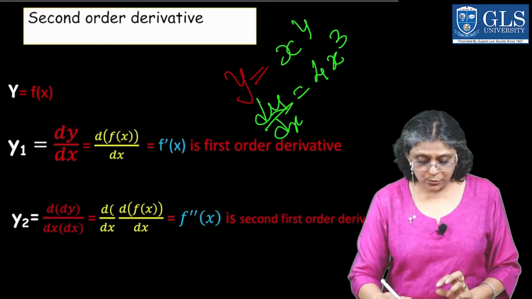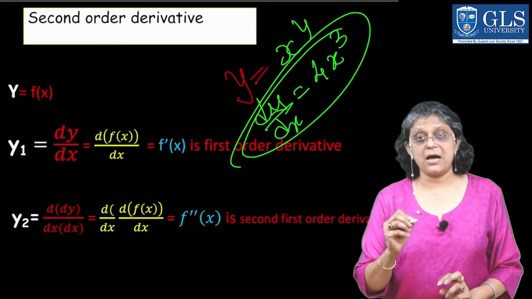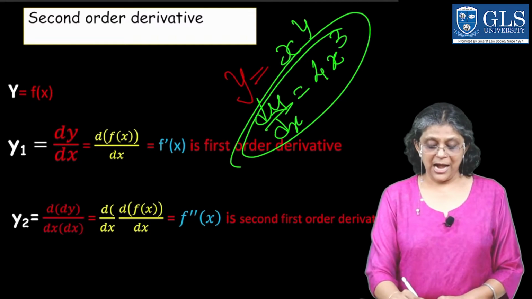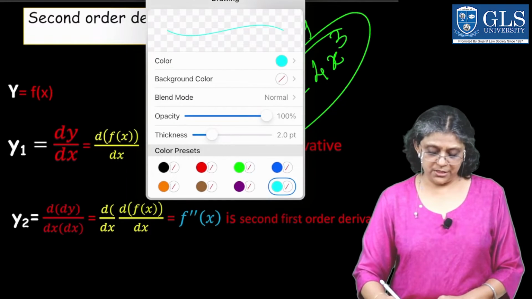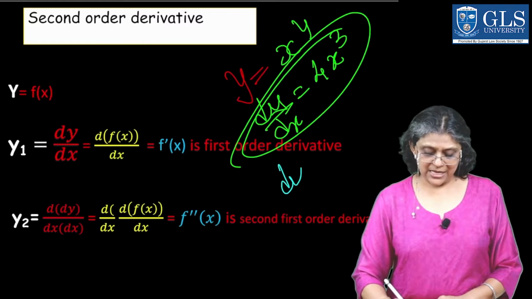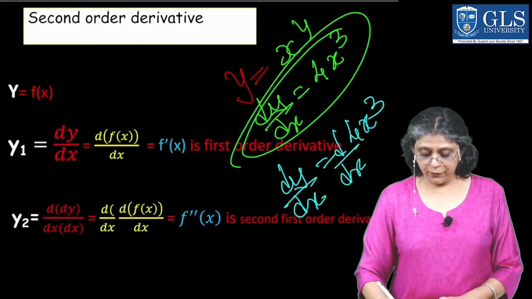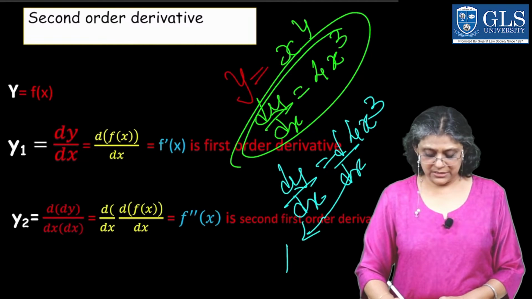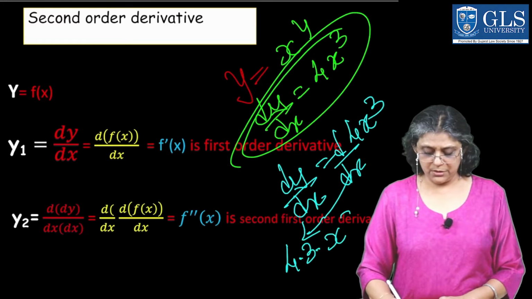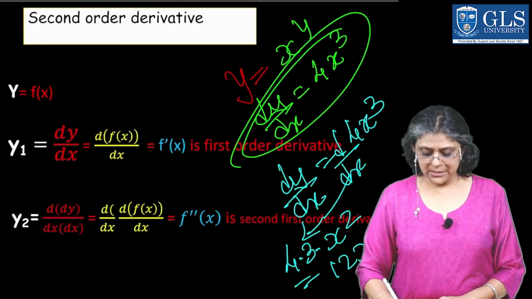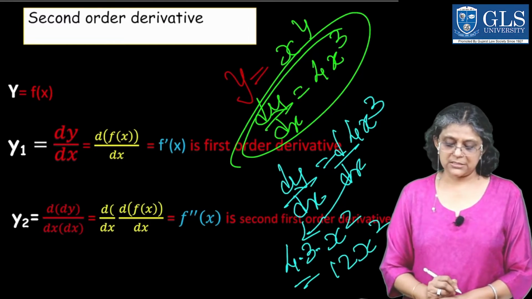Now assume that this is my given sum and I want to differentiate it once again and I get dy by dx. So this time what is my d by dx? 4x cube. If it is 4x cube, what will my answer be? 4 into 3 into x square. So my answer is 12x square.